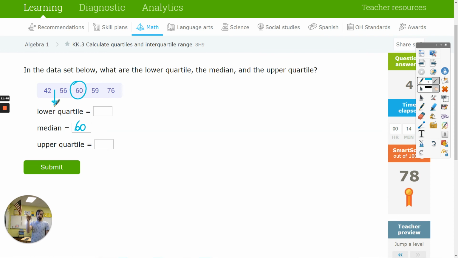Whatever is right there is the lower quartile, or Q1. Add them together, divide by 2. 42 plus 56 divided by 2 is going to be 49. So that's lower quartile. And then for the upper quartile, it's right in between 59 and 76. This is going to be a decimal. 30 plus 34, 60, 3.5. Okay, that's going to be 63.5. Let me double check. That's not 34.